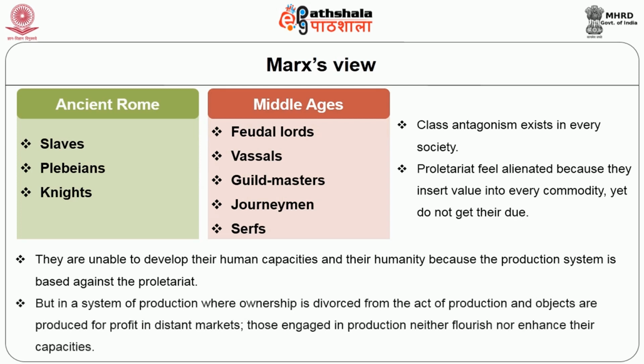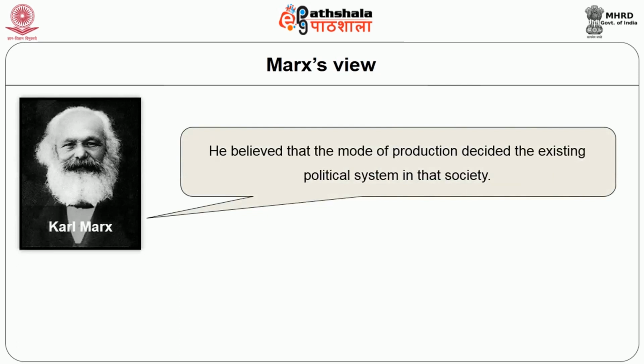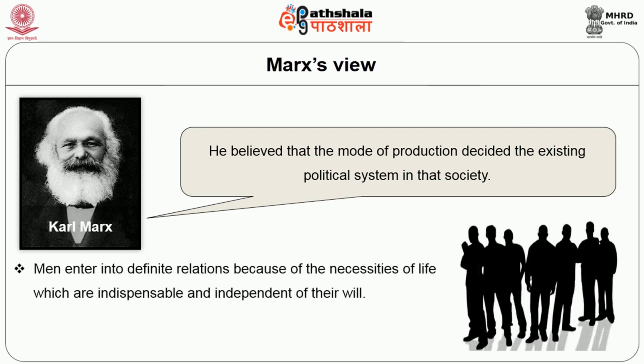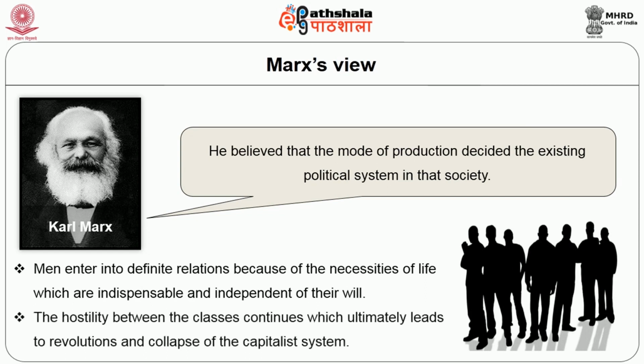In a system of production where ownership is divorced from the act of production and objects are produced for profit in distant markets, those engaged in production neither flourish nor enhance their capacities. Marx believed that the mode of production decided the existing political system in that society. Men enter into definite relations because of the necessities of life, which are indispensable and independent of their will. The hostility between the two classes continues, which ultimately leads to revolution and the collapse of the capitalist system.